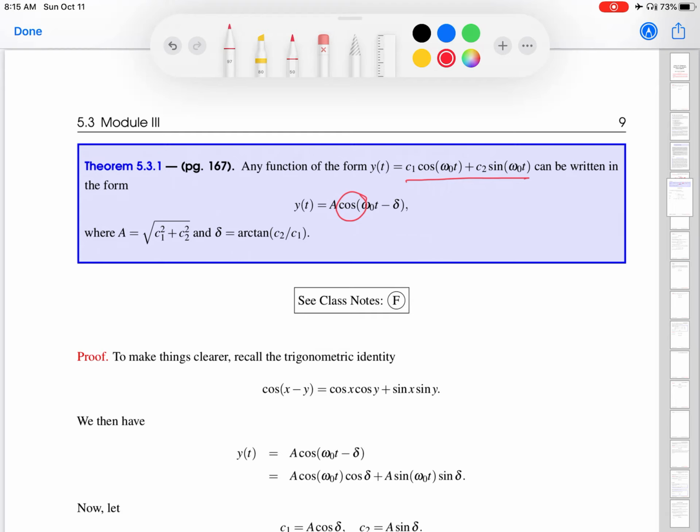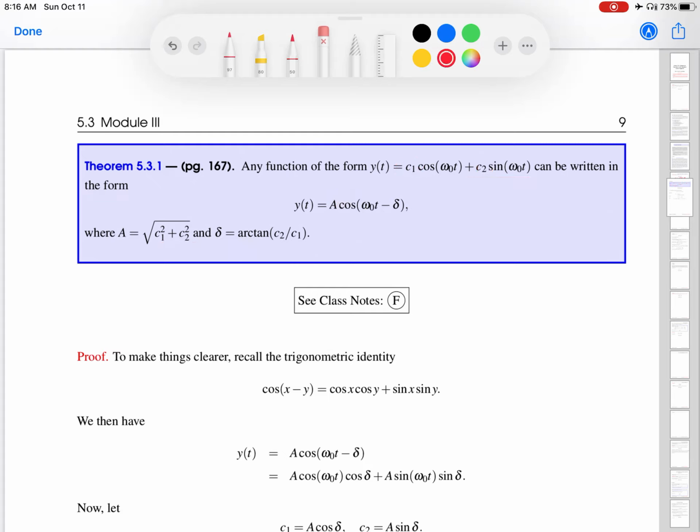And then the second thing that's going on in the theorem is that, remember, C1 and C2 for us, usually we find that by applying the initial conditions. So in this theorem, the C1 and C2 actually combine to make the amplitude of this cosine function. And then delta becomes like a phase shift, which we find using this formula. All right, so I wanted to talk through the proof of the theorem.